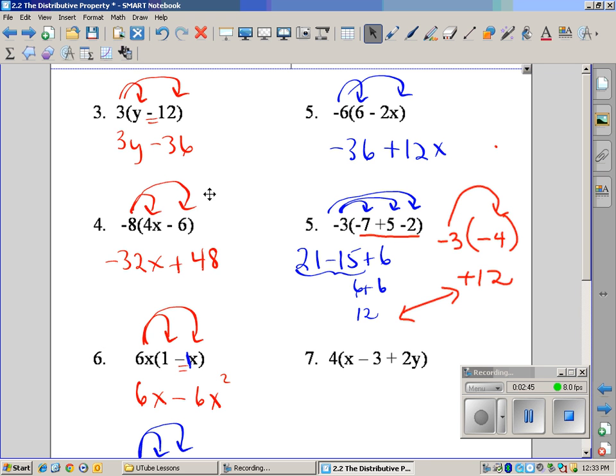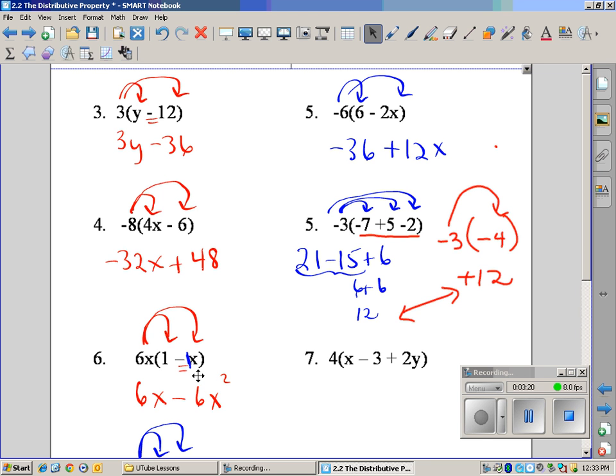These are numbered kind of crazy. I've got a couple number 5s, but that won't slow us down. On this first one, 3 times y, 3y. 3 times negative 12. I have that negative sign underlined because the negative sign goes with the 12. 3 times negative 12 is negative 36. And the parentheses are gone, which is what we want when we distribute. Number 4, negative 8 times 4x, negative 32x. Negative 8 times negative 6, positive 48.